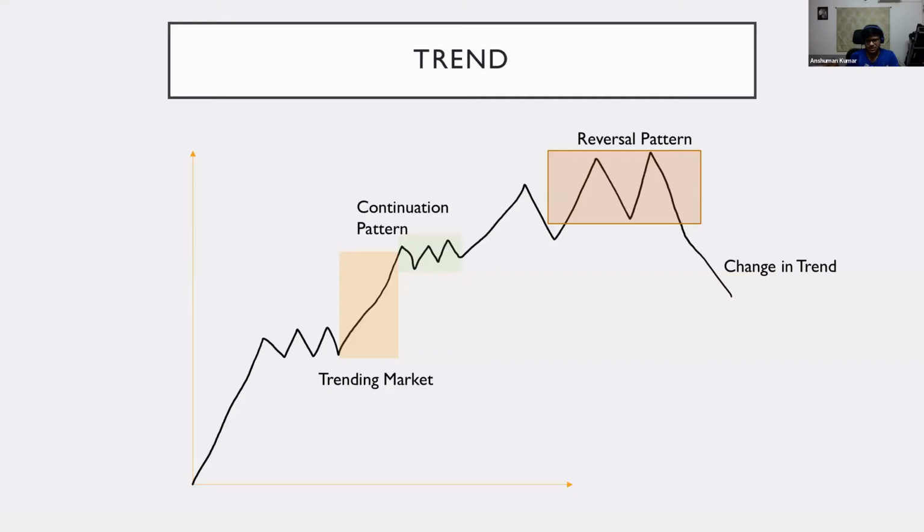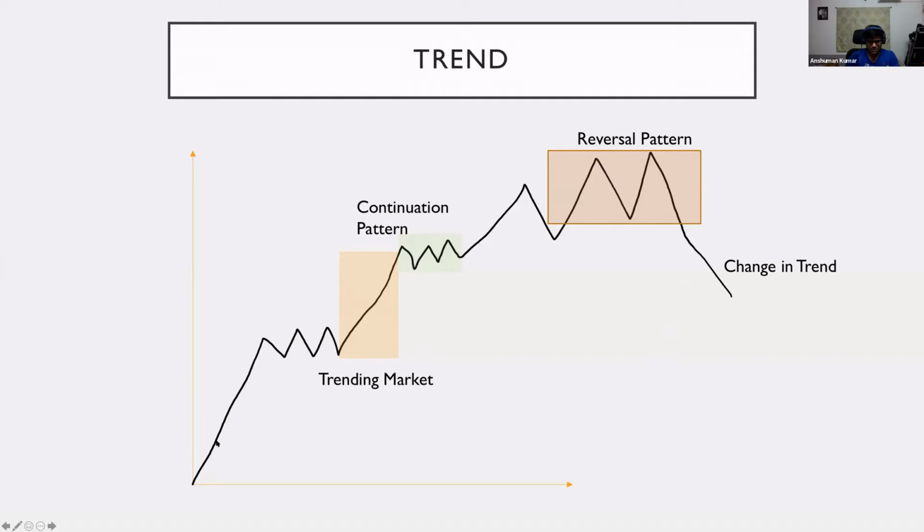Okay, so let me represent this in this particular image. If you see in this slide, I try to explain the trending market, the continuation pattern, and the reversal pattern. All right, so let's understand a little bit about this.